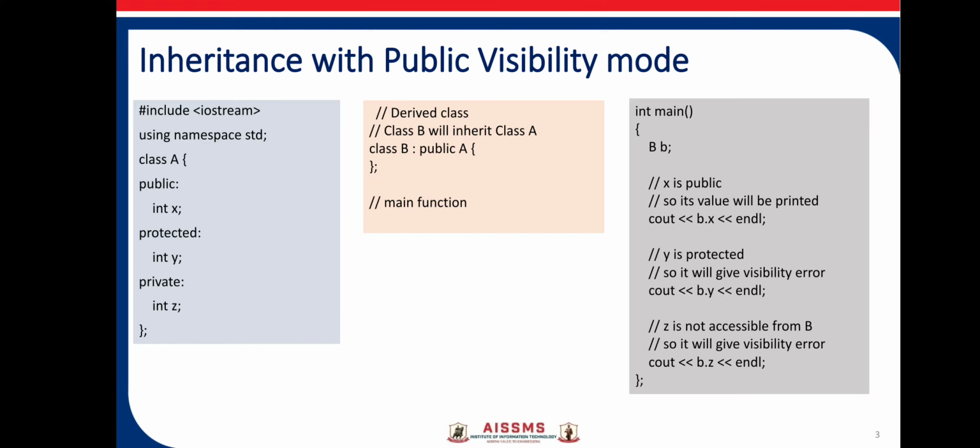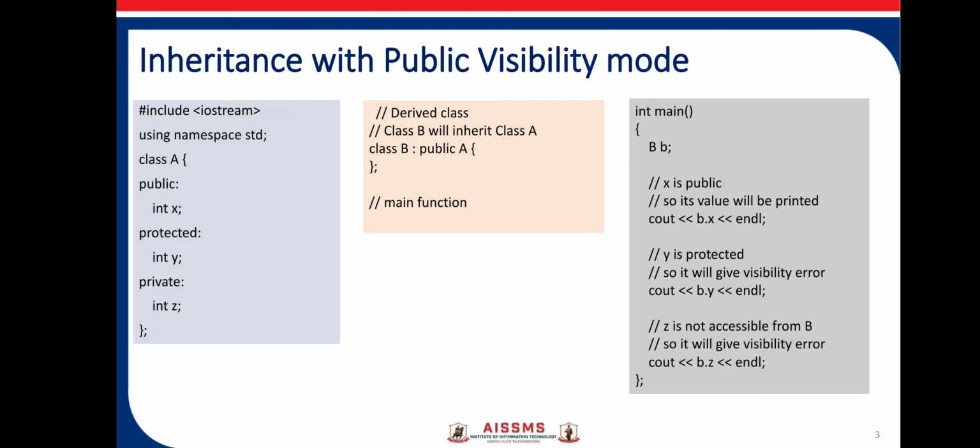With the help of the base class, we derived a class B in a public mode. As you can see, the statement class B colon public A. So public means we are inheriting class A to create class B with a visibility mode public. Because of this inheritance, whatever the properties of class A, that can be used for class B also.